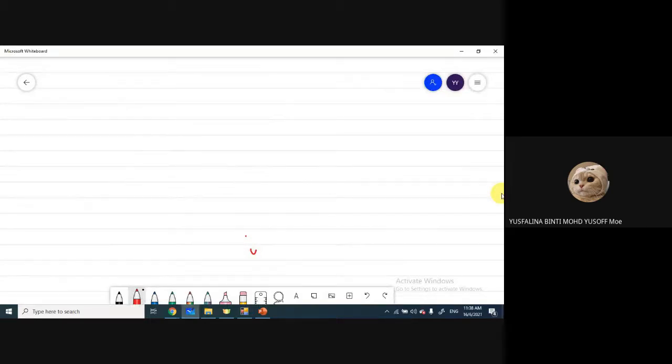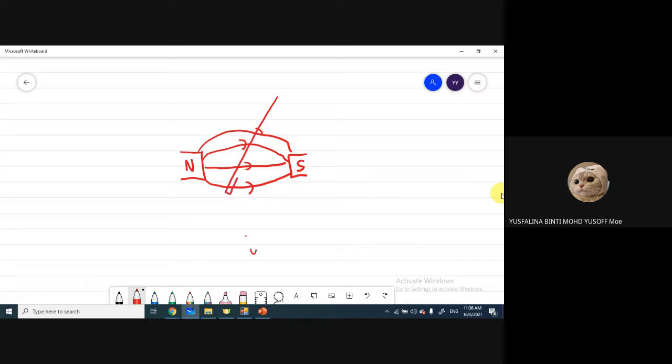Let's say I have a magnet here, a permanent magnet, right? North and south. You already know the magnetic field for the permanent magnet goes in the direction from north to the south. And then I have a conductor, it may be made from copper. And then I connect it to the galvanometer.